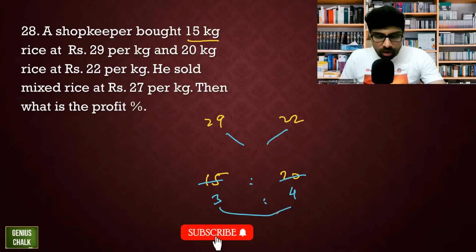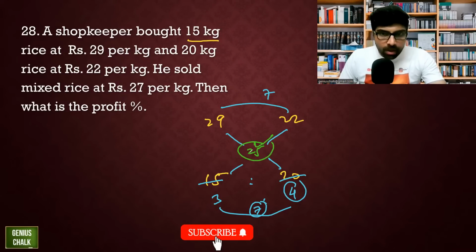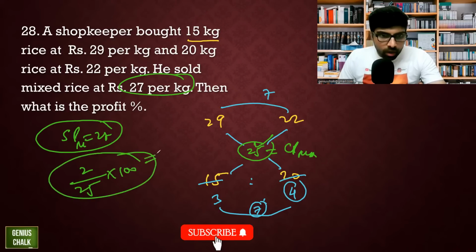Now, what is the difference? It is 7, and here also the difference is 7. That means the same value will be used. So what should be the combined average? We can write it. This is 29 minus 4, that is 25. 22 plus 3, that is 25. 25 is the cost price of the mixture. So selling price of the mixture is 27. Now, what is the profit? Profit is the difference between the two, that is 2. So 2 by 25. 1 by 25 is 4%. 2 by 25 is 8%.